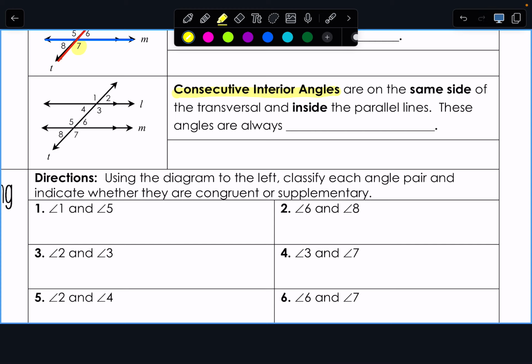Consecutive interior angles. Okay. Interior means, again, we're still inside, but consecutive. The Chiefs have won consecutive Super Bowls. What does that mean? Go Chiefs. Back to back. Go Chiefs. Okay? So, back to back means they're on the same side. Consecutive, we're on the same side as the transversal. Okay?